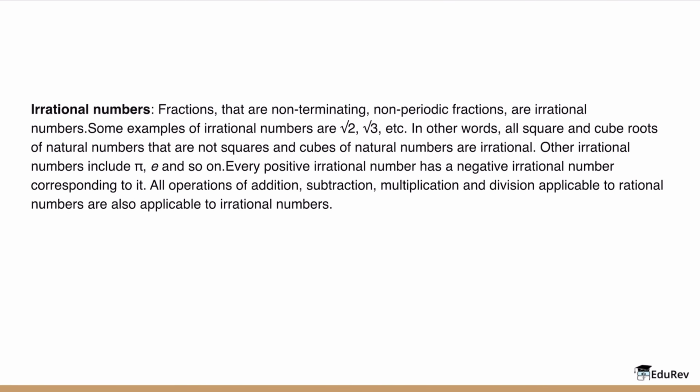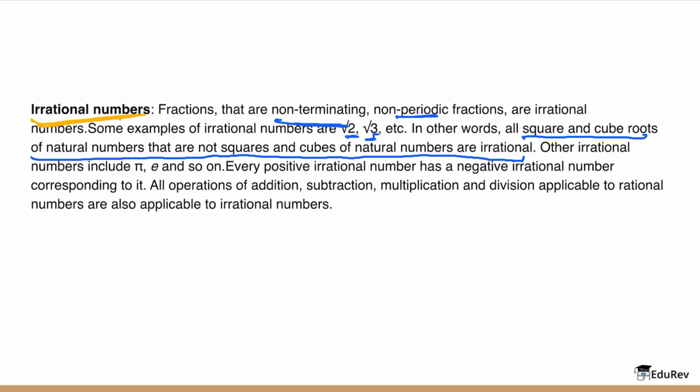So next, what are your irrational numbers? Fractions that are non-terminating, meaning they are never ending, and non-periodic. That means they are not ending and they are not repeating. These are the irrational numbers. Some examples of irrational numbers can be root 2 and root 3. In other words, all the square and cube roots of natural numbers that are not squares and cubes of natural numbers are irrational numbers.